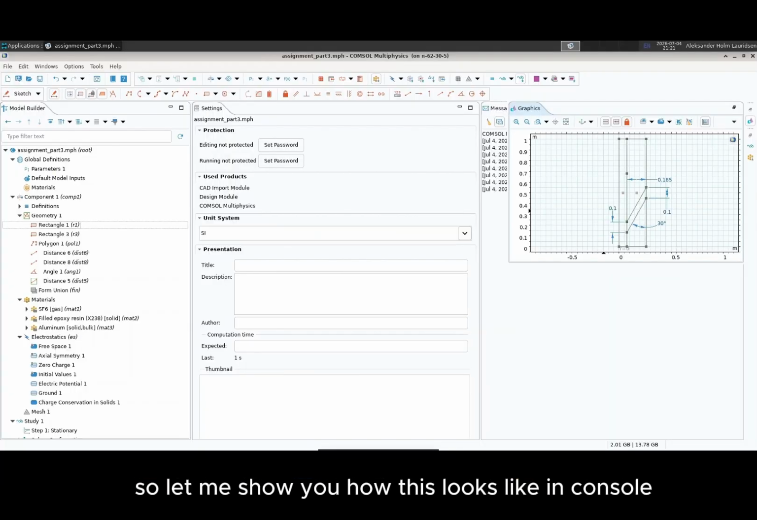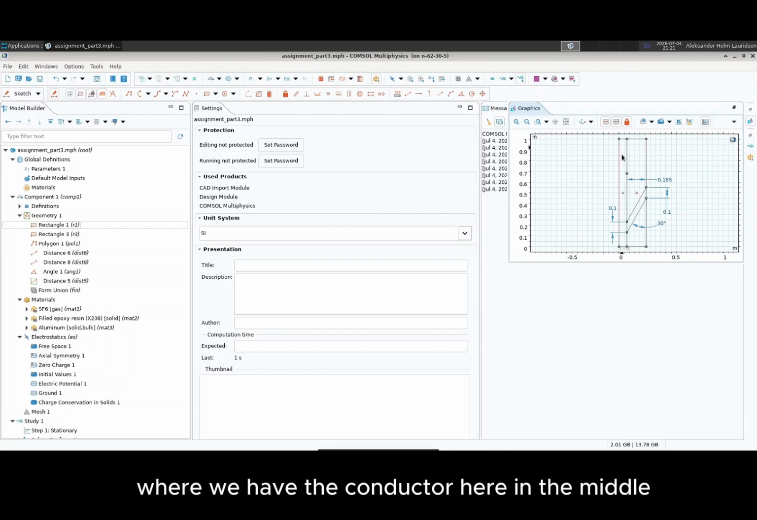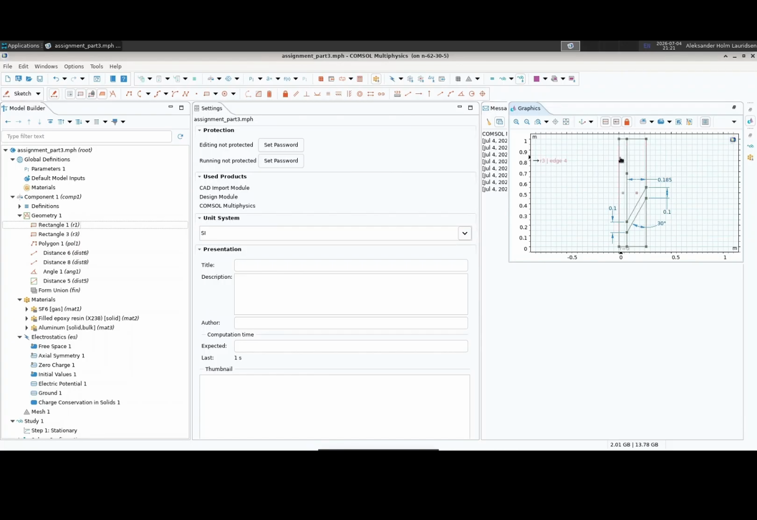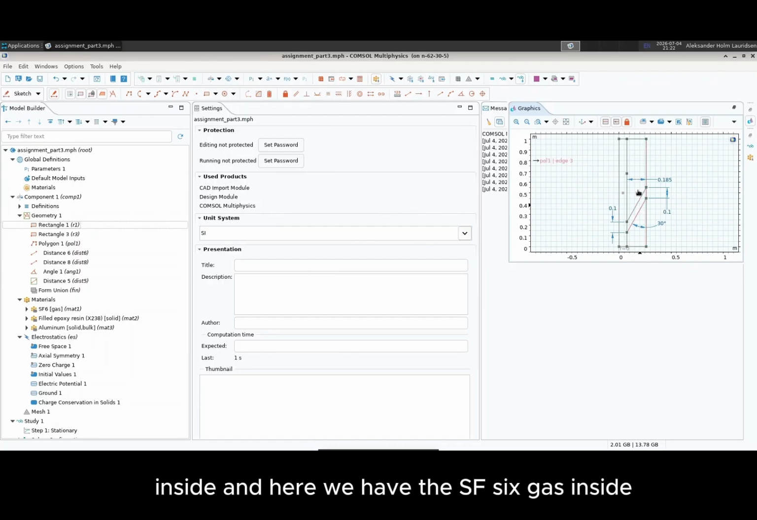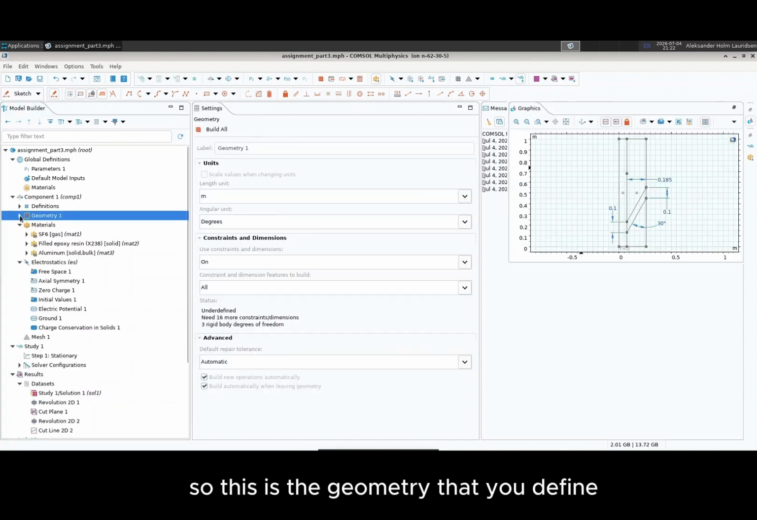So let me show you how this looks in Comsol. What you see here is the geometry for the spacer, where we have the conductor here in the middle, and here we have the grounded plane, so that would be the pipe, where the pipe is touching. And here we have the spacer inside, and here we have the SF6 gas inside. So this is the geometry that you define.